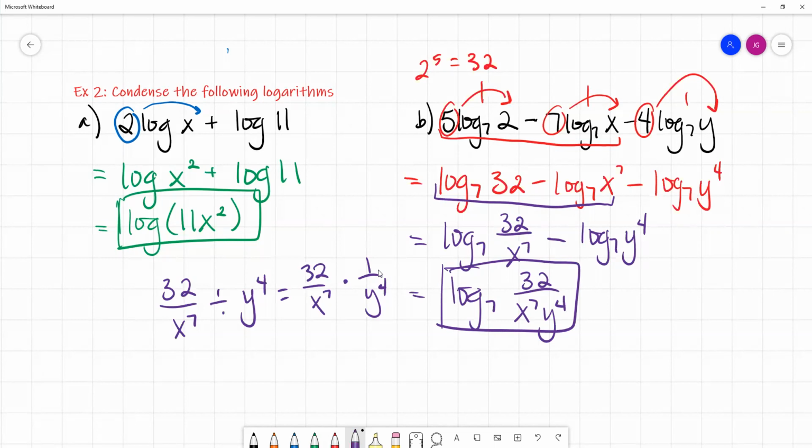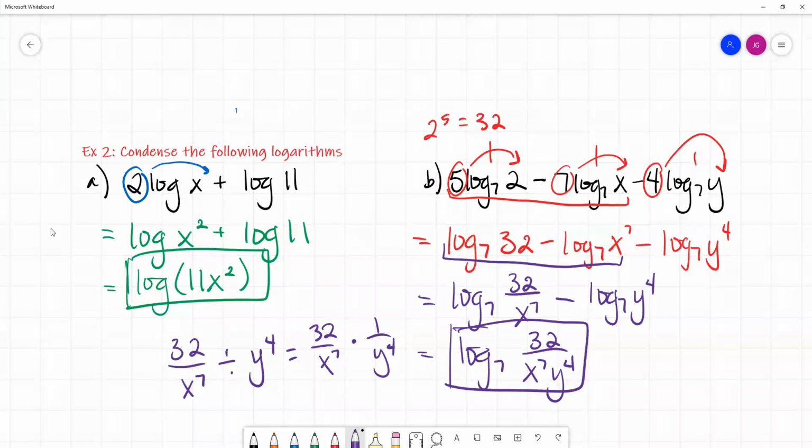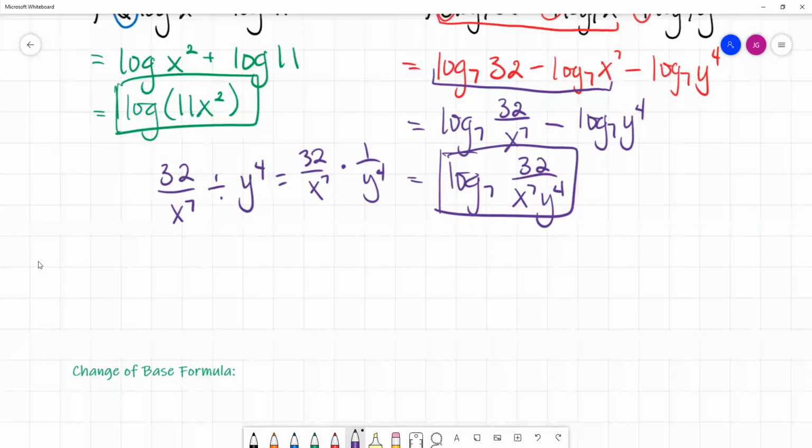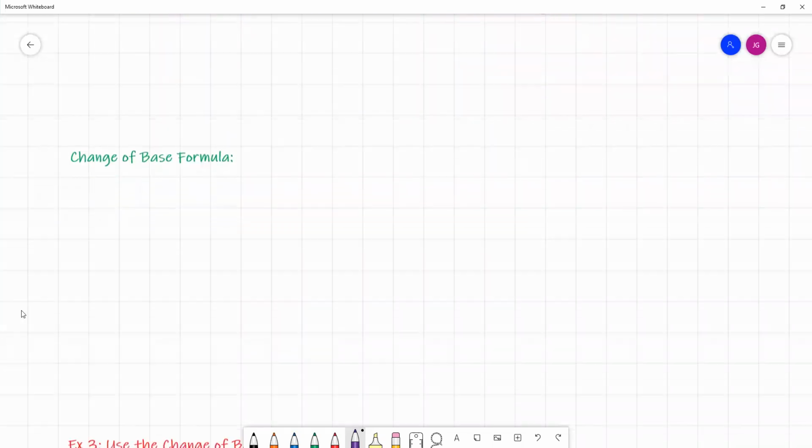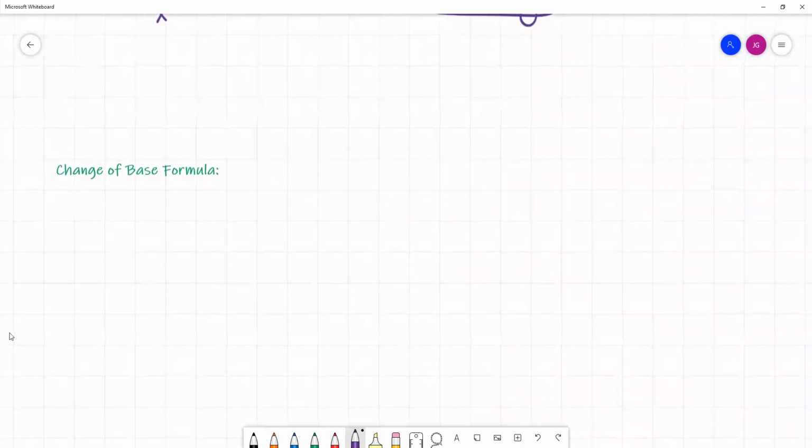All right, so there are a few examples on expanding and condensing. Now we have one last subtopic to cover, and it's the change of base formula. Sometimes, if you recall, when we evaluated logs in 7.4, we could really only do the ones that were nice numbers, right? Like if it was log base 2 of 8, they had to be powers of the base, right?